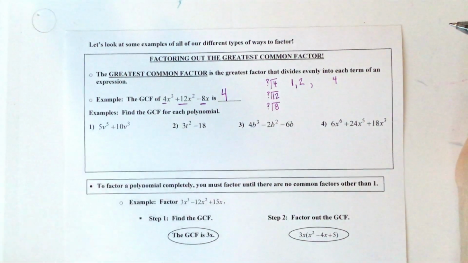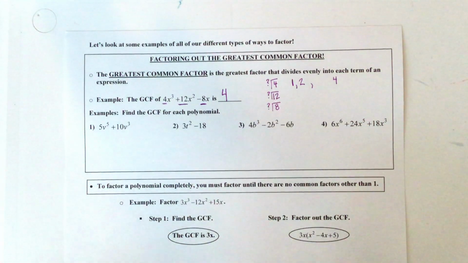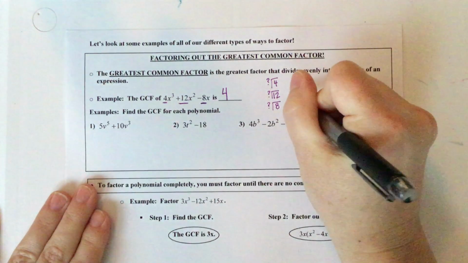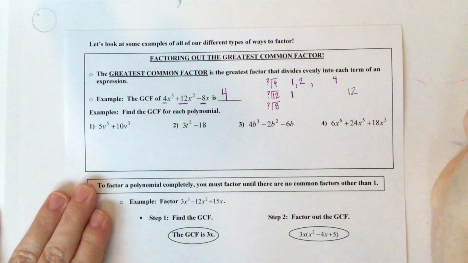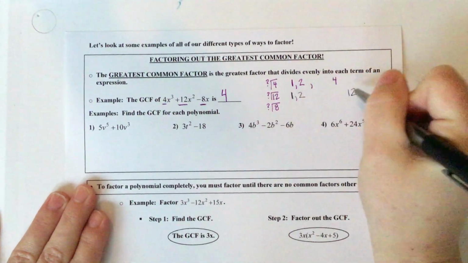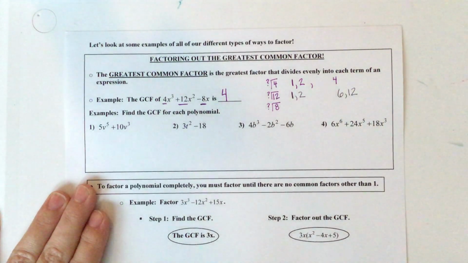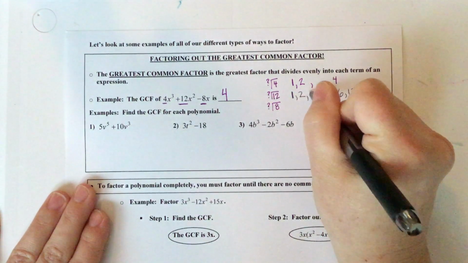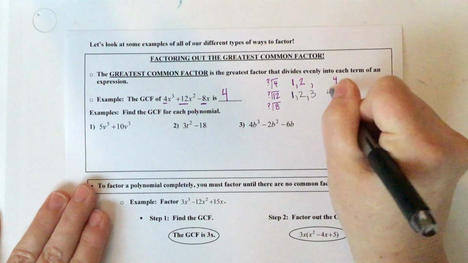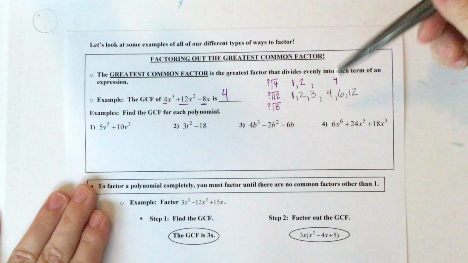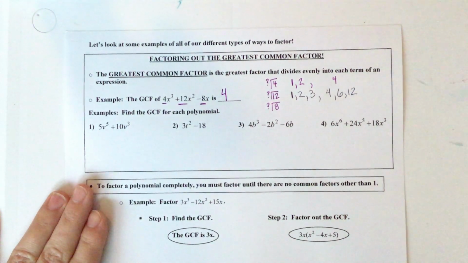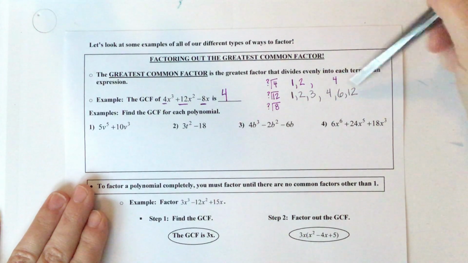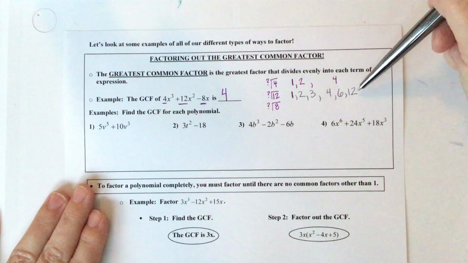Let's think about the things that can divide into 12. So you start with 1. So 1 times 12 makes 12. Then you go to 2. 2 times 6 makes 12. Then you go to 3. 3 times 4 makes 12. And then 5 can't go into 12. And then you're to your 6. So these are all the numbers that can divide into 12 evenly.